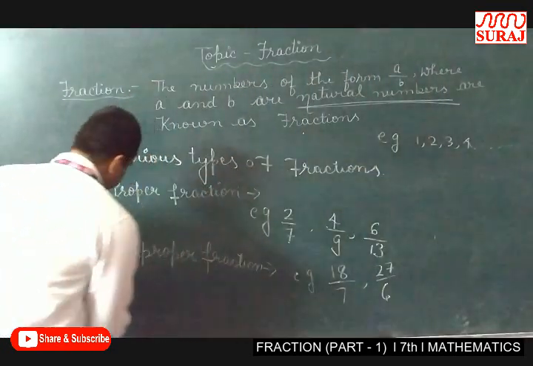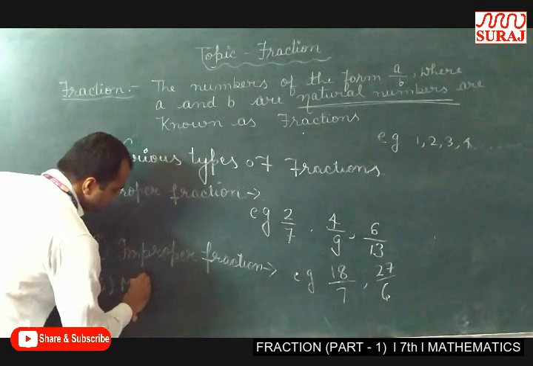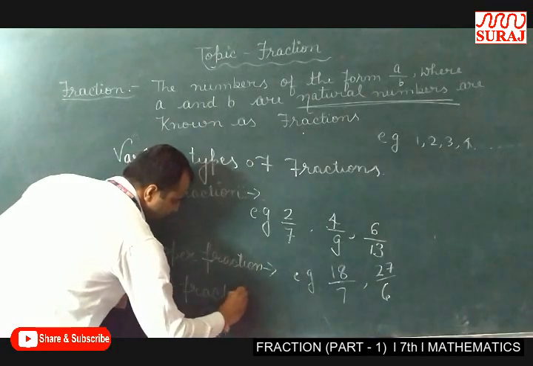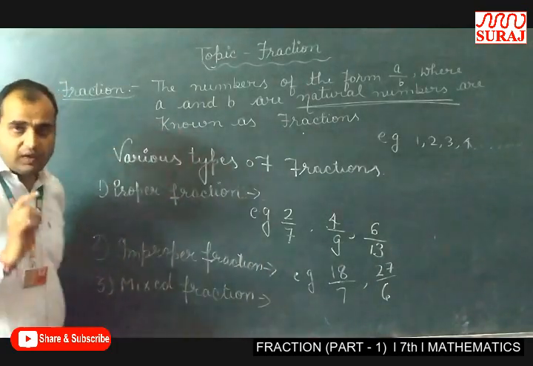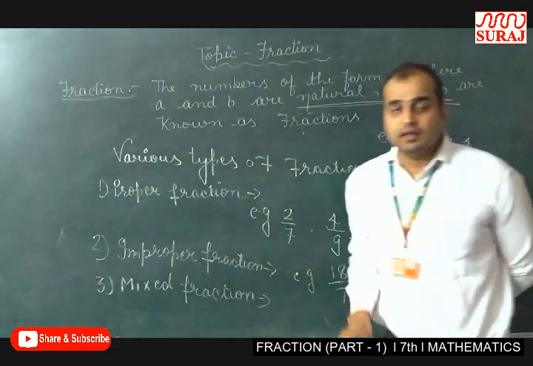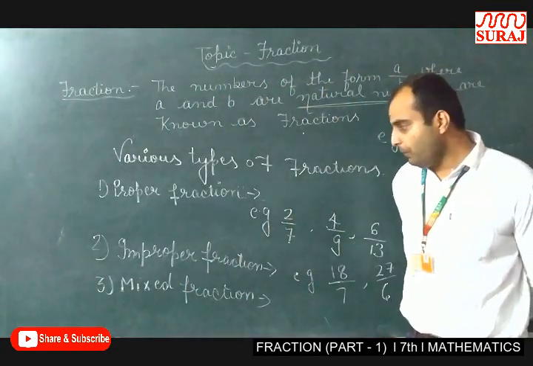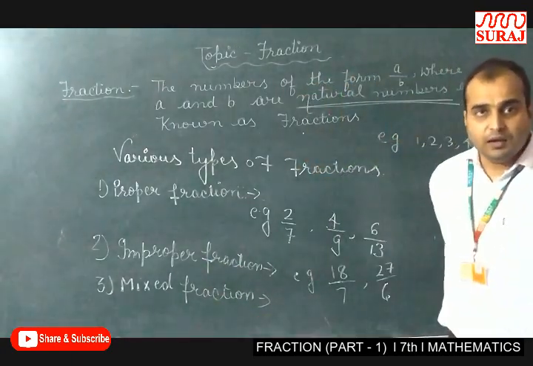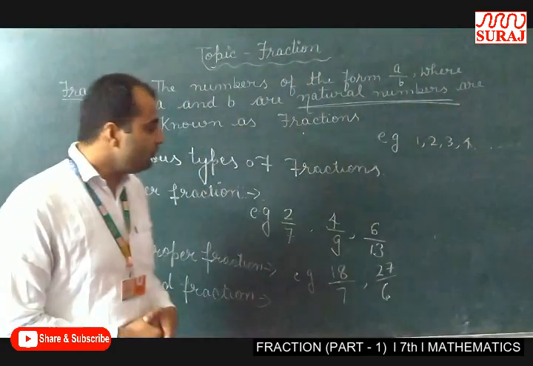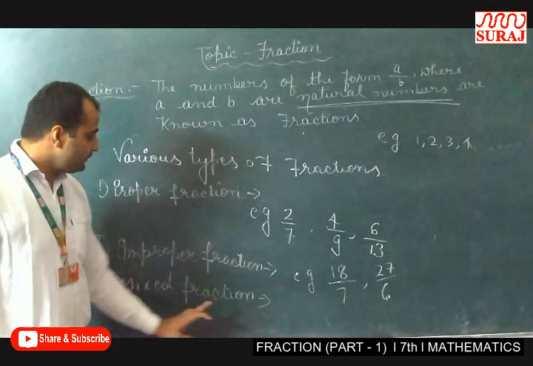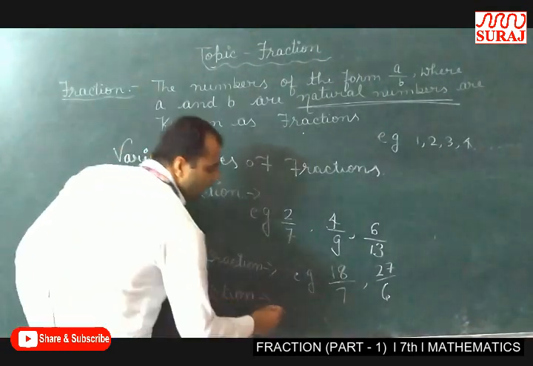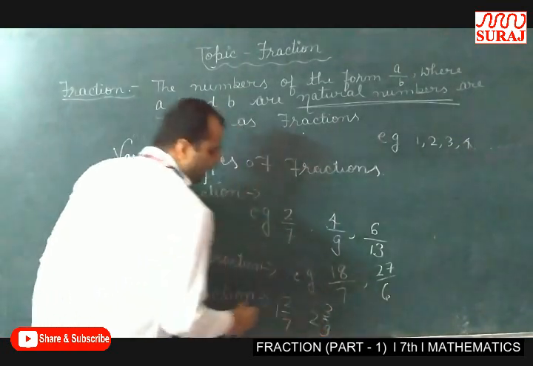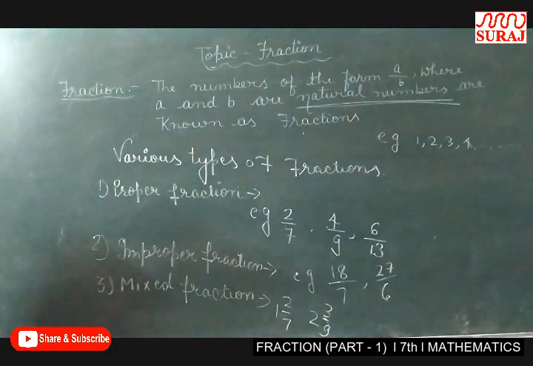Third, mixed fraction. A fraction expressed as the sum of a natural number and a proper fraction is called mixed fraction. I repeat again, a number expressed as the sum of a natural number and a proper fraction is called mixed fraction. Examples are 1 and 2 upon 7, 2 and 3 upon 9. These are the examples of mixed fraction.